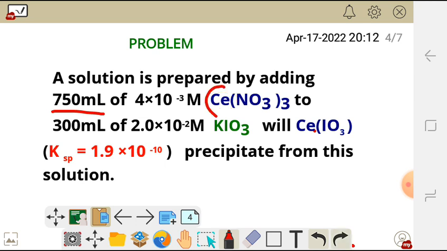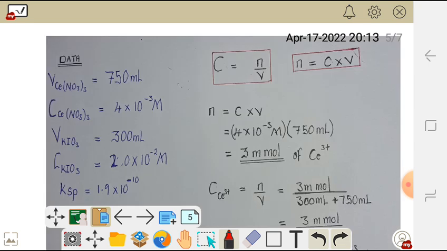Then that number of moles of cerium, we are going to use it to find the concentration of cerium when this 750 ml is added to this 350 ml of potassium iodate. To do that, where there is concentration, we put the concentration. Where there is volume, we put the volume. So the volume was 750 ml. The concentration of cerium nitrate is 4 by 10 to the power negative 3 molar. Replacing that in the formula, punch that in the calculator, we're going to have 3 millimole.